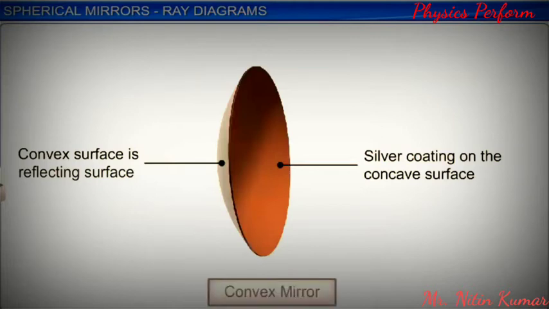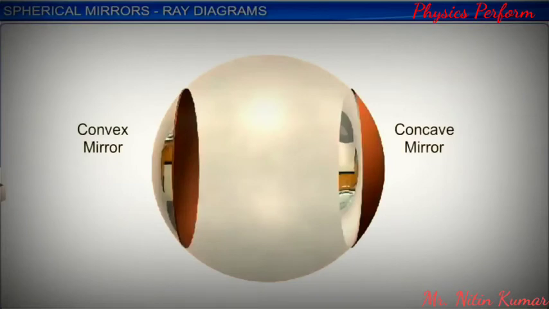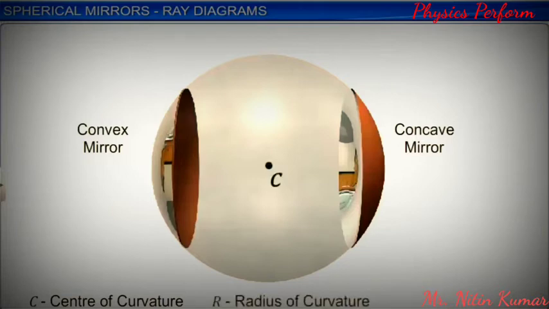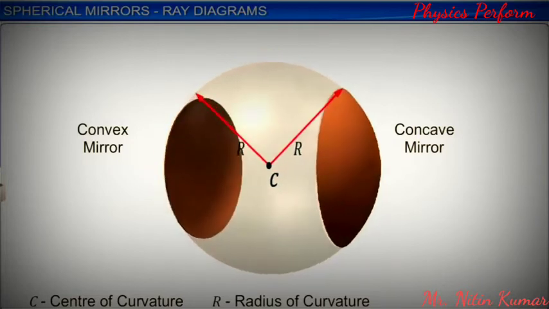Let us define certain terms relating to spherical mirrors. The center of the sphere of which the mirror is a part is called the center of curvature, C. And the radius of the sphere is the radius of curvature, R. The geometrical center of the spherical mirror is called its pole. The imaginary line passing through the pole and the center of curvature of a mirror is called the principal axis.